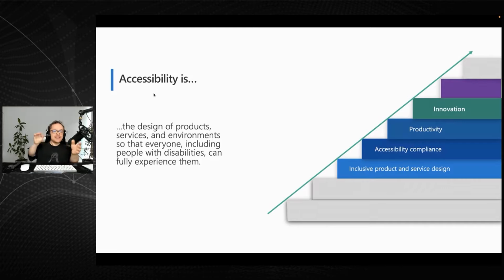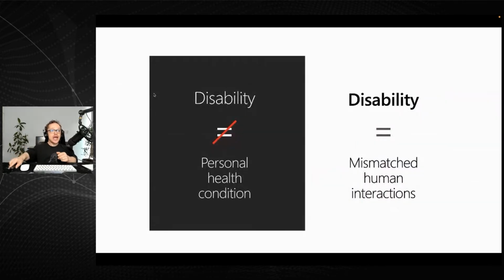Accessibility is the design of products, services, and environments so that everyone, including people with disabilities, can fully experience them. And we at Microsoft have proof that if you do accessible design, inclusive design, and you meet compliance, you will increase your productivity, innovation, and revenue. Accessible companies actually make more revenue because you're not designing for disabilities, you're designing to broaden your scope of people who can use your product. And we also look at not designing for disability, because designing for disability, you're designing for a personal health condition.